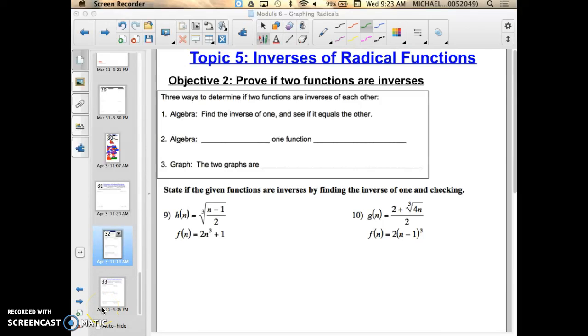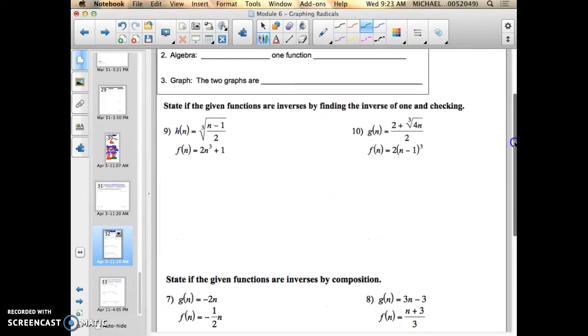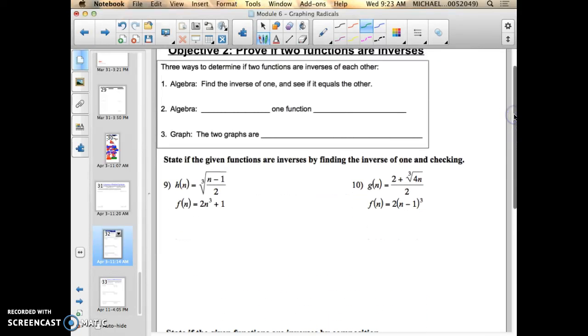The second objective of topic 5, inverses of radical functions, is to prove if two functions are inverses of each other. So if you're given two functions, can you prove that they are inverses of each other? All right, so if you're going to do this, there's three ways to determine if two functions are inverses of each other.